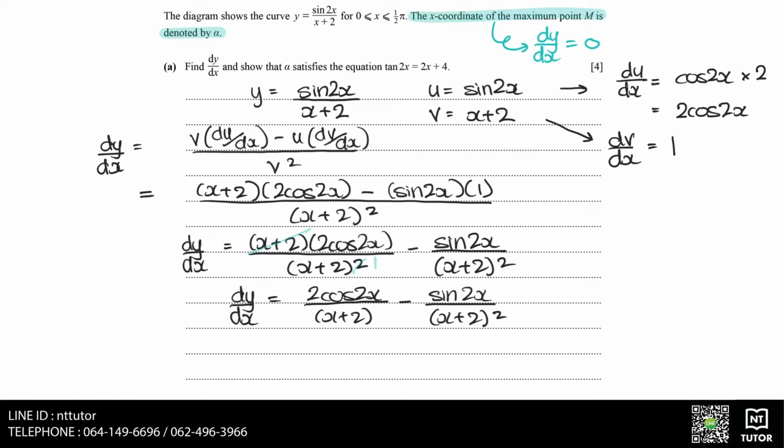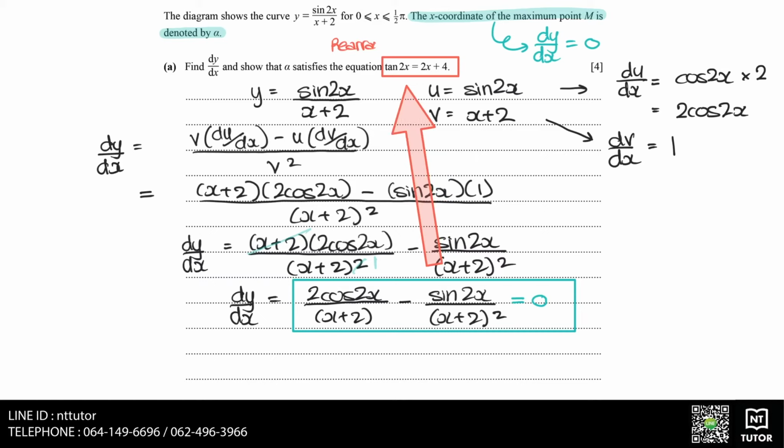So what we can do is set the expression we got for dy over dx equal to 0, and then we should be able to rearrange it into the equation that the question wants, which is tan 2x equals 2x plus 4. If you look at the expression that we want to rearrange it into, it has no fractions and it has a tan term. So what we want to do is get rid of the fractions and then turn the sin and the cos into a tan.